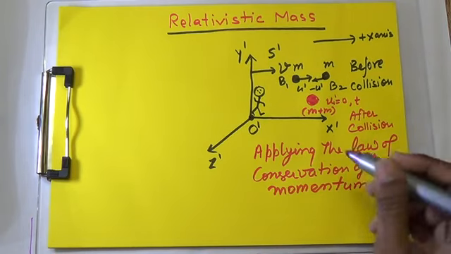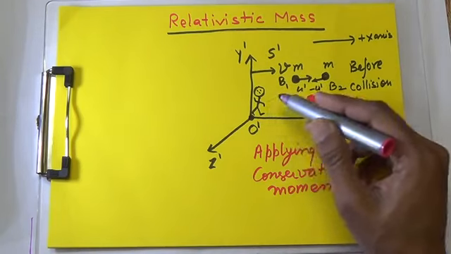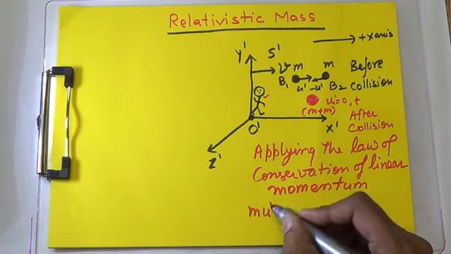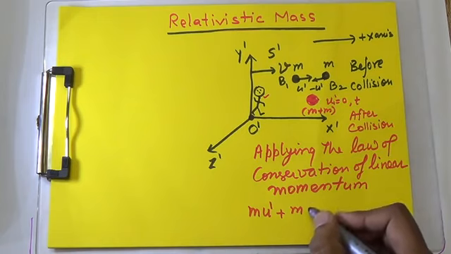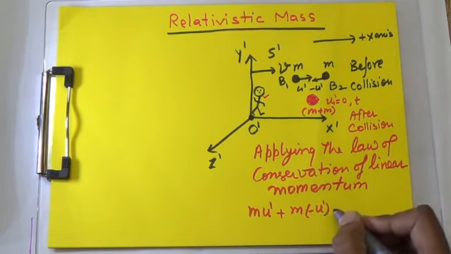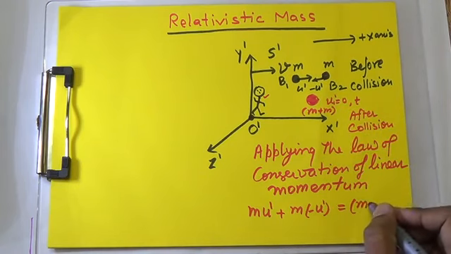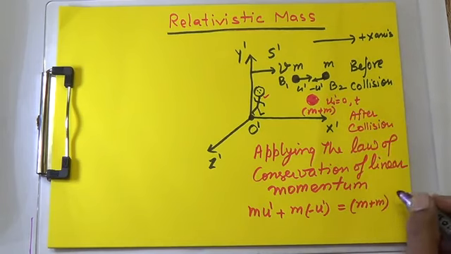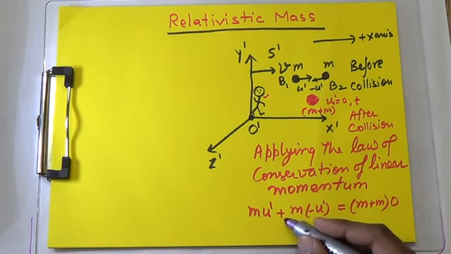So what is the linear momentum before collision? According to this O prime observer, that will be m u prime plus m for the second ball before collision, that will be minus u prime. After collision, this is the situation: m plus m, total mass of this ball, and speed that is 0. So the result will be m u prime plus minus m u prime, that will be 0.